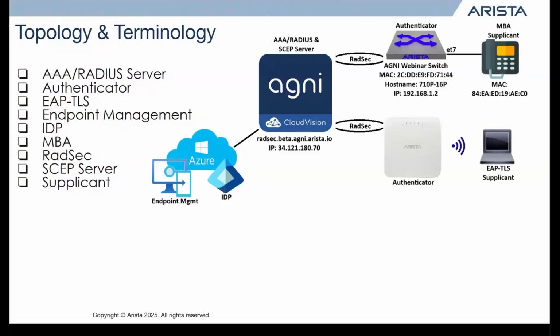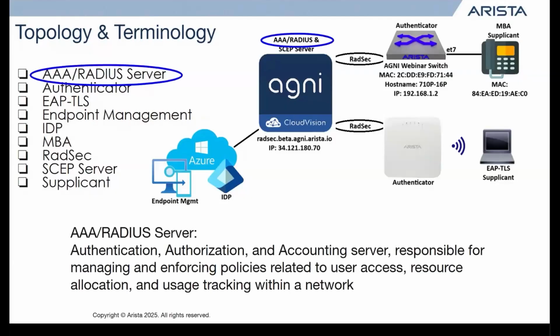Stepping through each of the components, the AGNI radius server is responsible for providing AAA functions by authenticating users either against its local user database or that of a connected IDP, authorizing successfully authenticated users for specific network access privileges, and maintaining an accounting log of each user's session.